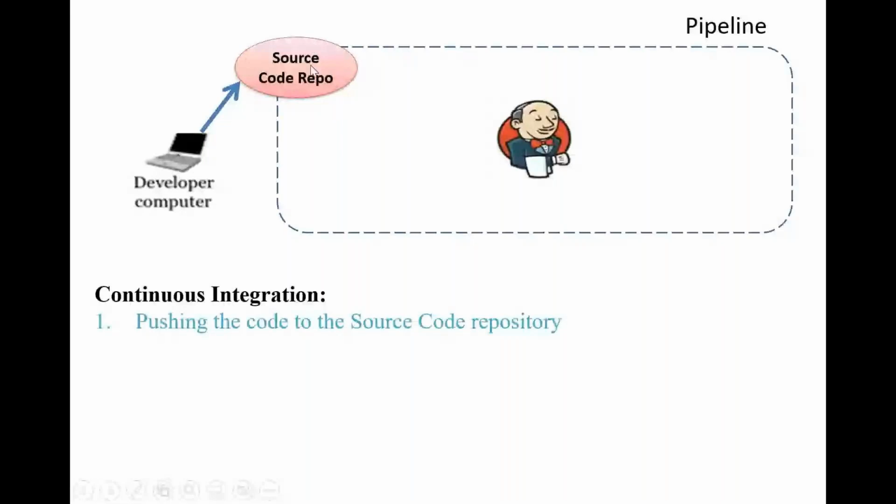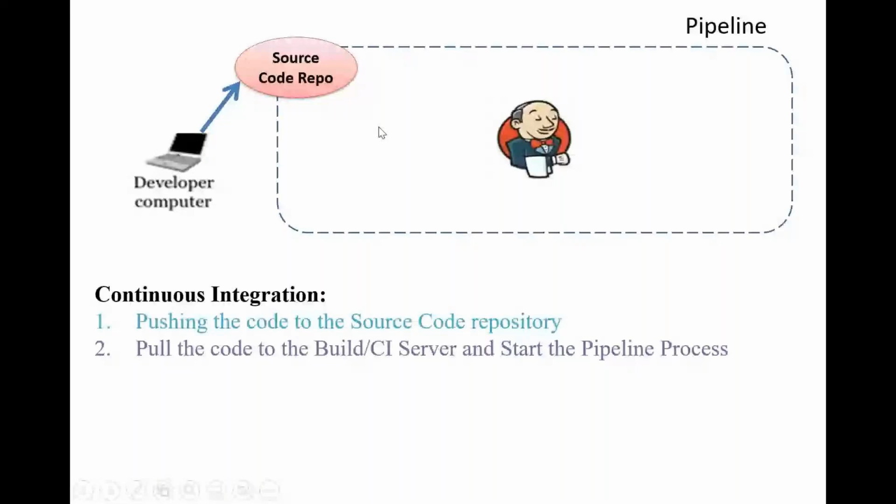But in that pipeline, what is the first stage? Any update happens, we pull that code, that means get the complete code of the source code repository to the build server or CI server and start the pipeline process. In that pipeline, the first thing we expect is to check whether the code the developers have committed has any errors or not. We need to check it.